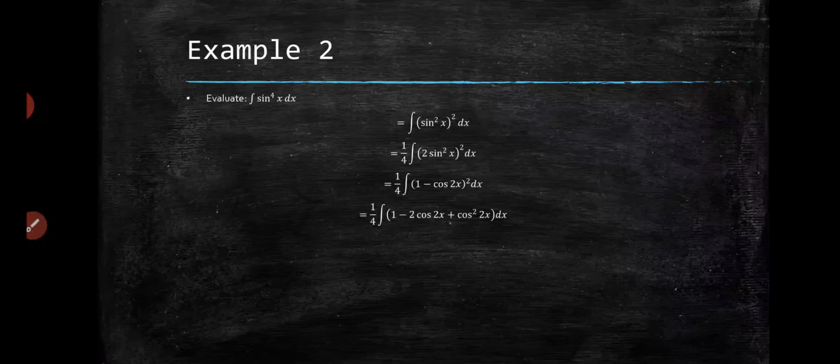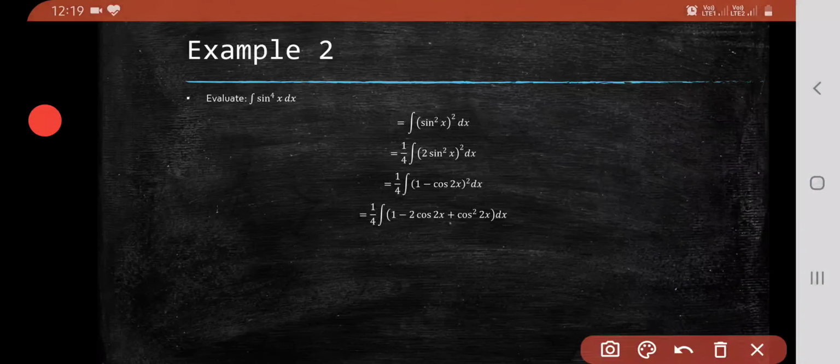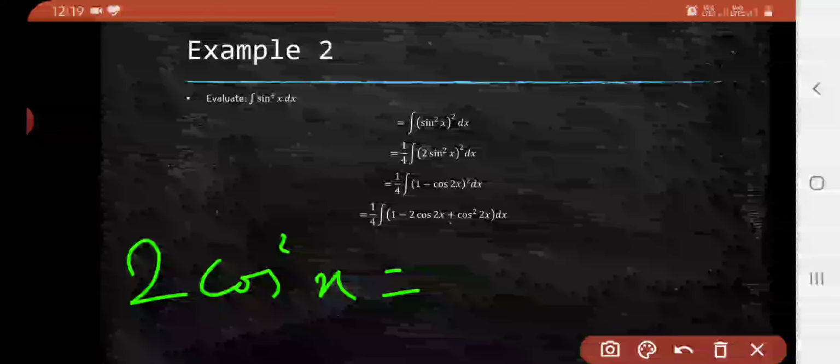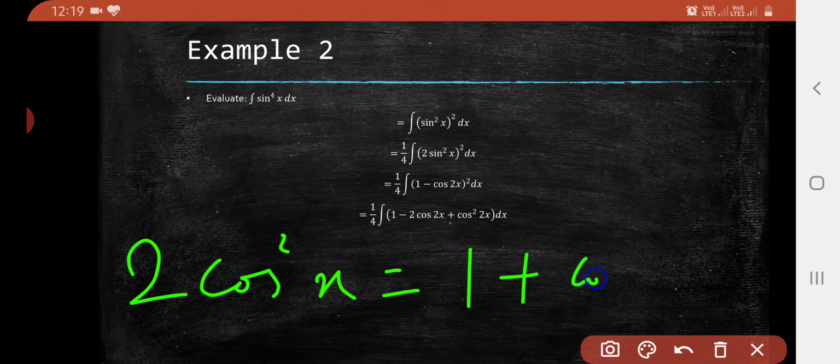Then again, cos square 2x. If you remember once again, 2 cos square x can be written as 1 plus cos 2x. Therefore 2 cos square 2x becomes 1 plus cos 4x. So accordingly the formula will change.